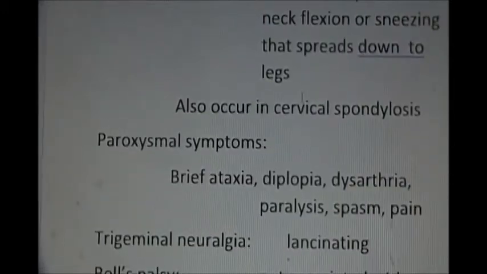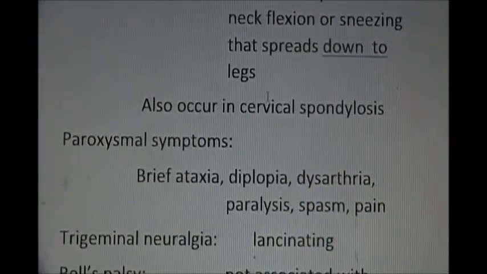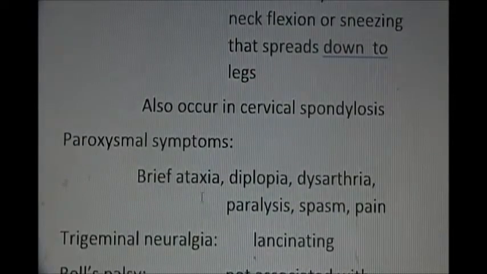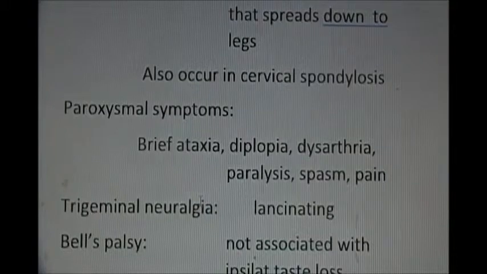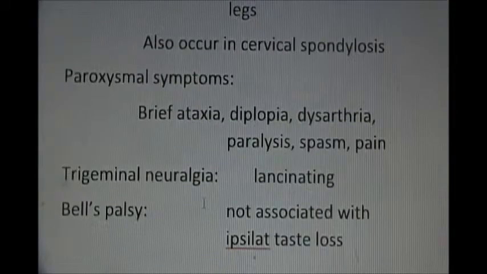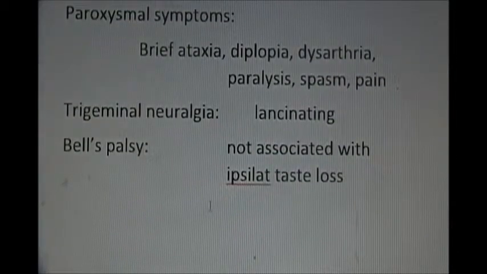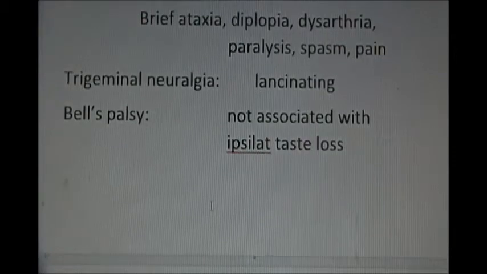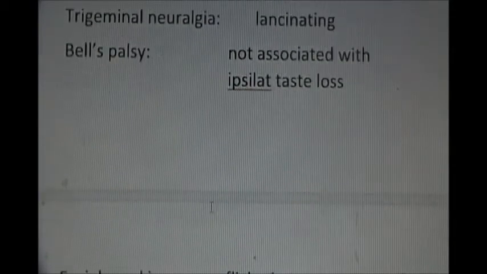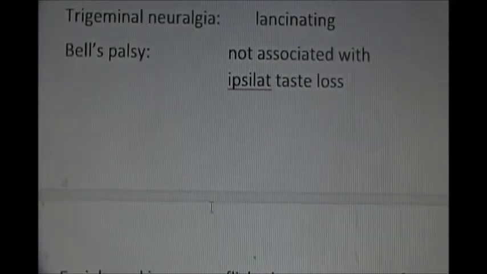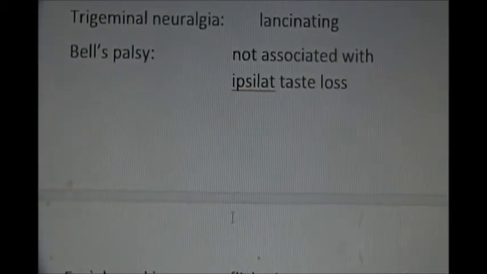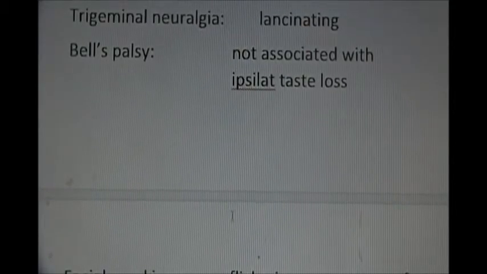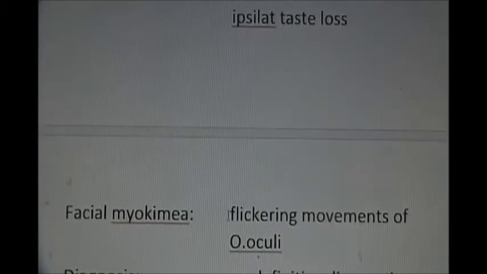Apart from all these features of multiple sclerosis, there may be paroxysmal symptoms. They include a brief ataxia, diplopia, dysarthria, paralysis, spasm, or pain. There may be trigeminal neuralgia, and that is lancinating because of the involvement of the fifth cranial nerve. Remember, the fifth cranial nerve supplies the sensory supply to the face. Bell's palsy is not associated with ipsilateral taste loss. Normally, Bell's palsy is due to seventh cranial nerve involvement with taste loss, but in multiple sclerosis there is no taste loss.